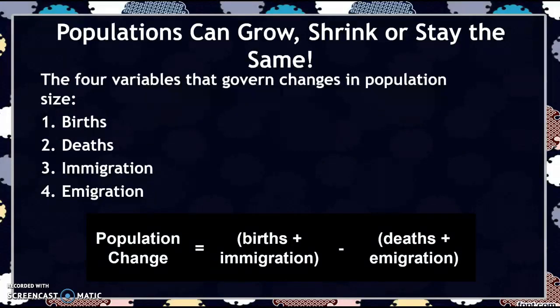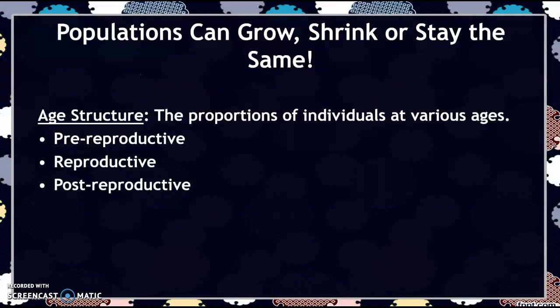So populations can shrink, grow, or stay the same. And the four variables that we've already talked about are births, deaths, immigration, which is moving in, or emigration, which is exiting. So the equation is population change is equal to births plus immigration minus deaths plus emigration. We've also talked about age structure. We looked at a bunch of age structure diagrams, but again, this is the proportions of individuals at various ages, like pre-reproductive ages, reproductive, and post-reproductive ages.